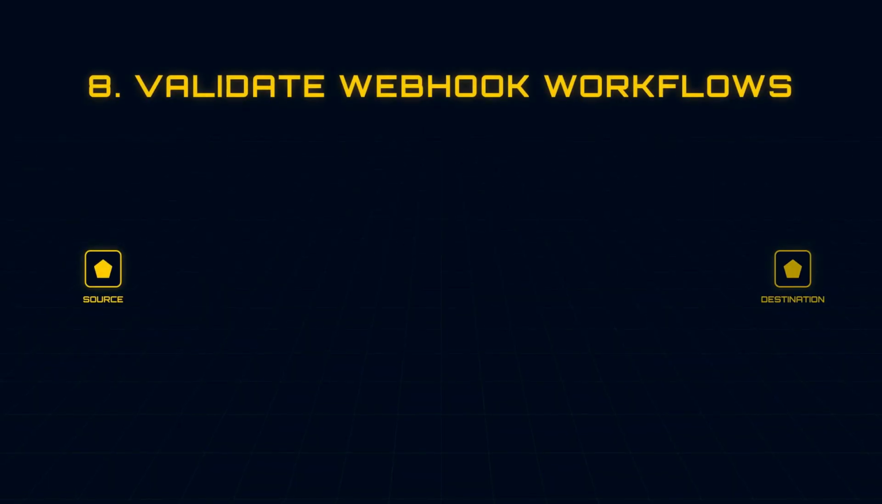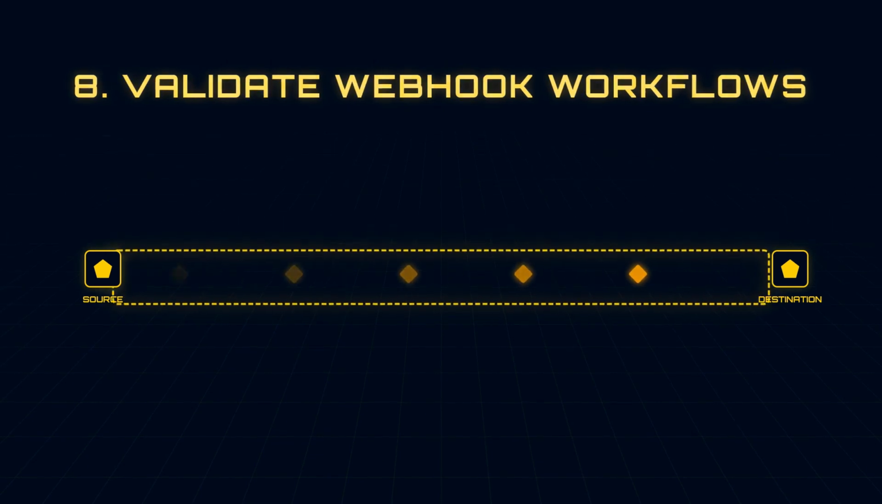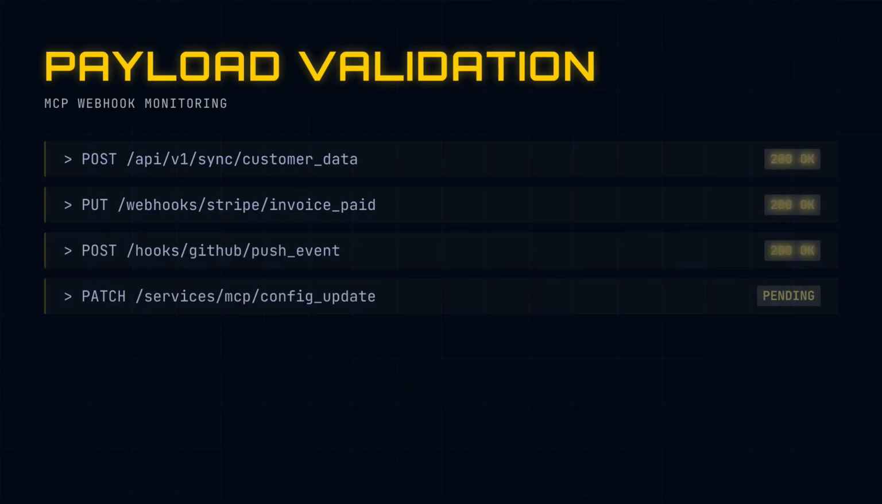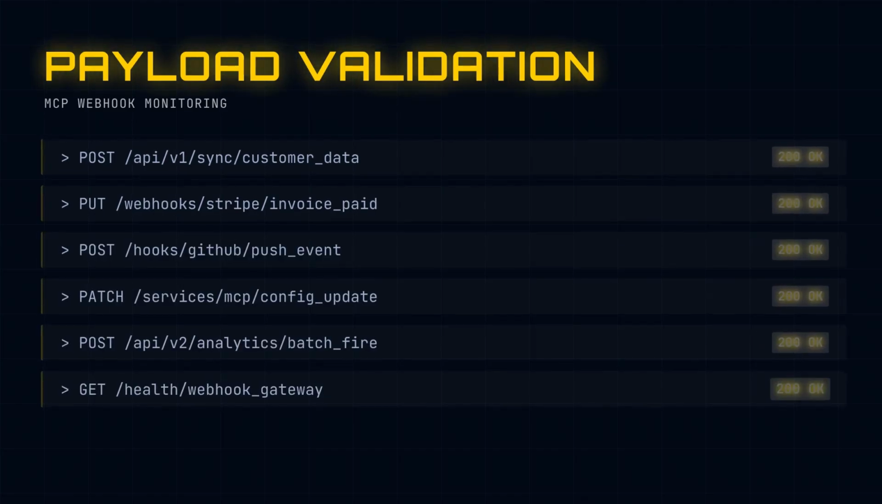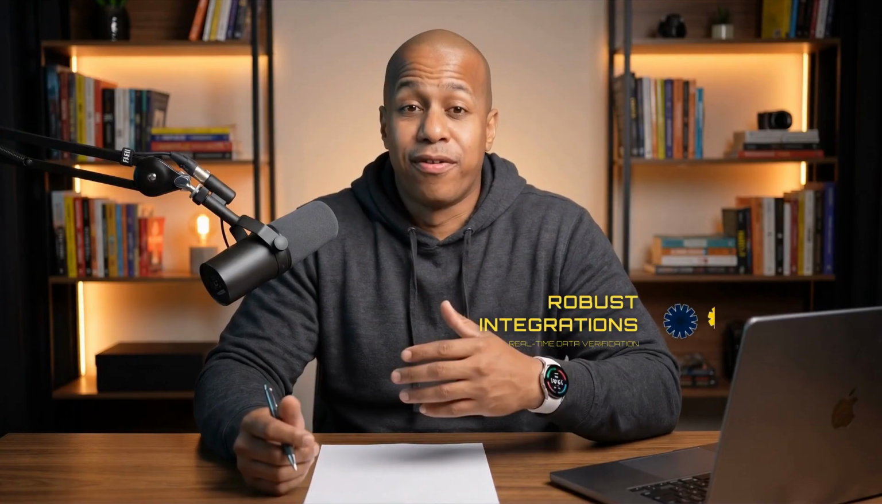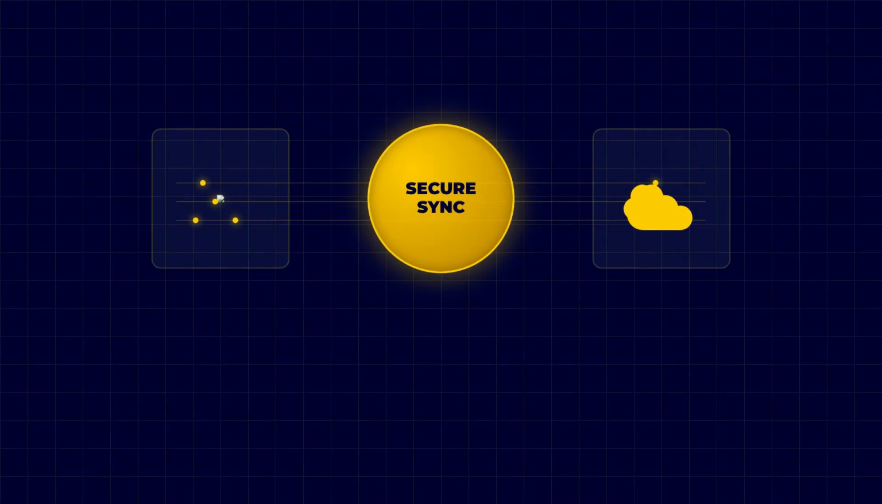Use case 8, validating webhook workflows. Integrations are the backbone of the modern tech stack, but they can be fragile. The MCP server allows you to test and validate webhook payloads before they fire, ensuring that your third-party syncs are always robust. No more broken syncs and no more data loss between systems. The AI verifies the connection and the data structure in real time. Your integrations become more reliable, giving you a rock-solid foundation for your multi-channel marketing efforts.